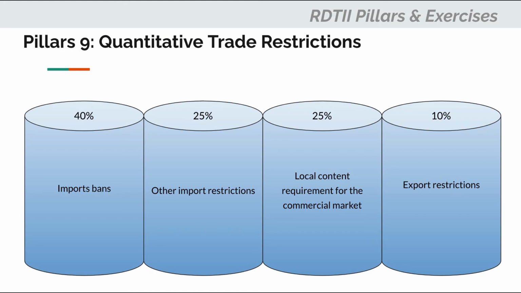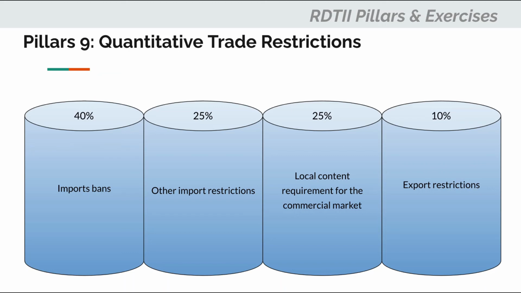First, import bans. Second, other import restrictions. Third, local content requirement for the commercial market. Fourth, export restrictions. The weights of each subpillar are 40%, 25%, 25%, and 10%. The first subpillar on import ban is the most impactful on digital trade as it completely prohibits imports, thus receiving the highest weight of 40%.